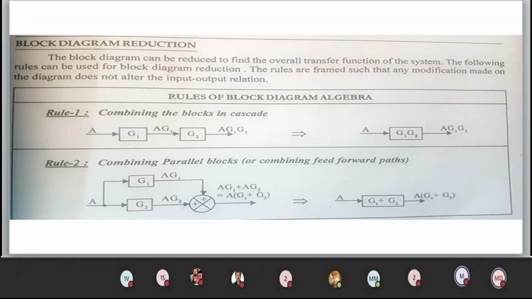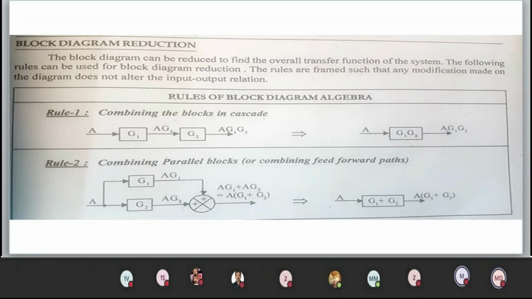So each block consists of different gains, and we need to combine all the blocks to design a single block which consists of the overall transfer function. To combine all the blocks, we need to go for certain rules. We call those rules block diagram algebra reduction rules. Before going to the problems, first let us understand what are the basic rules for block diagram reduction.